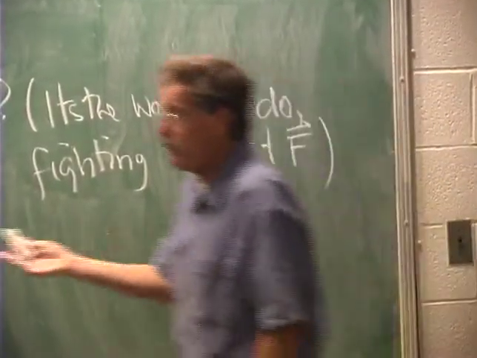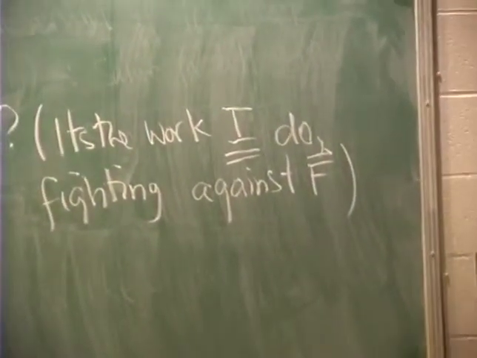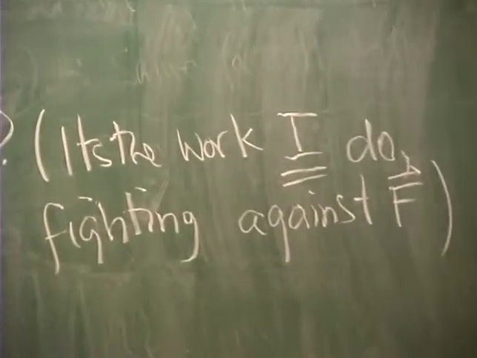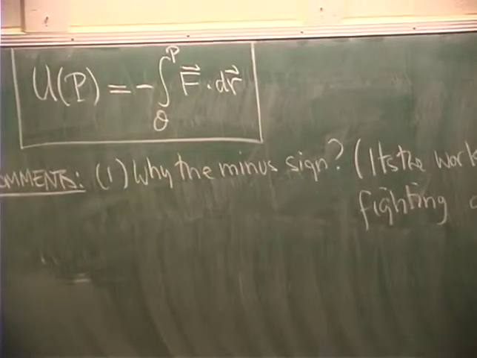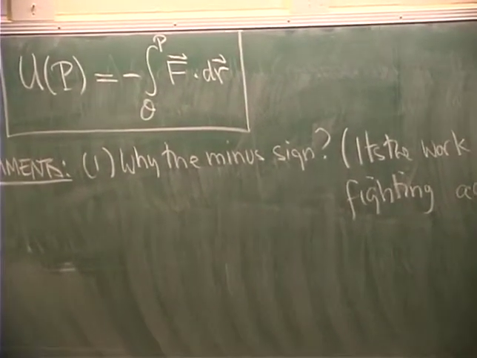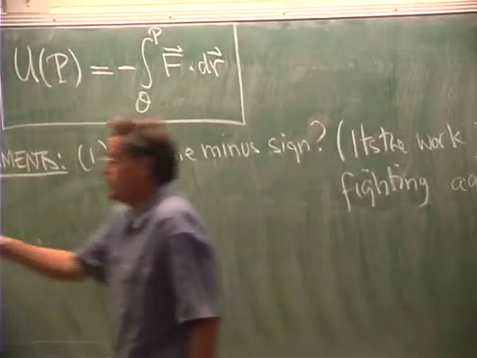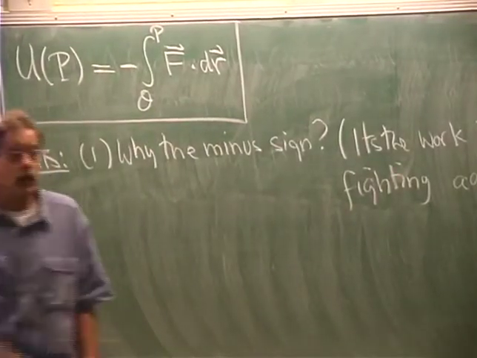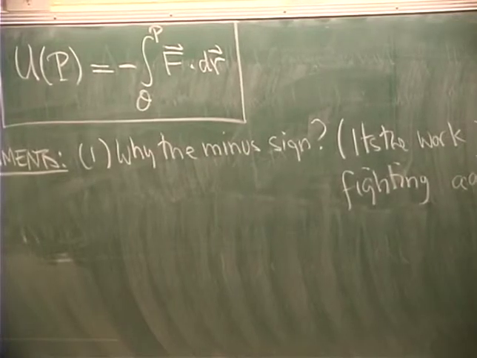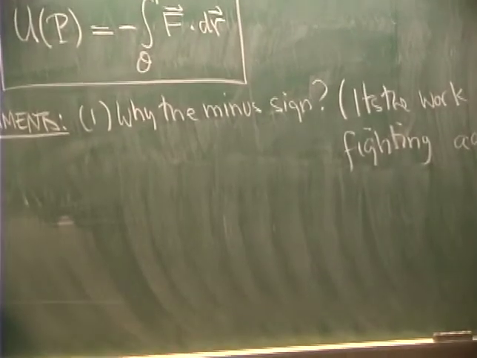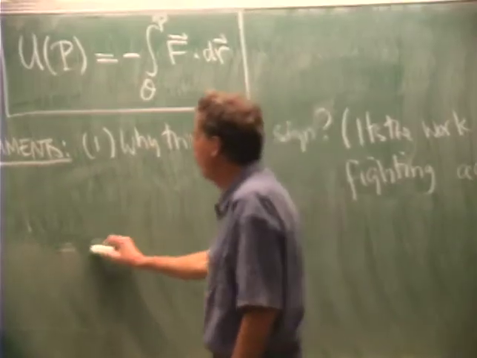You could have defined potential energy as the work done by the force. Then your potential energy is minus everybody else's potential energy. You could do the rest of physics using your definition if you want, but there would be minus signs all over the place that would be incorrect. This is the customary way of defining it, and we're kind of stuck with that. So it's the work I do in fighting against the force F.